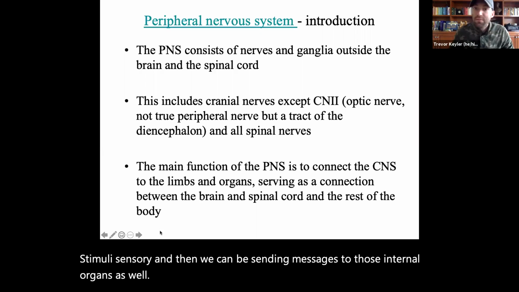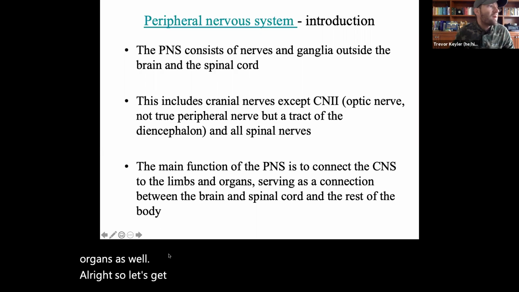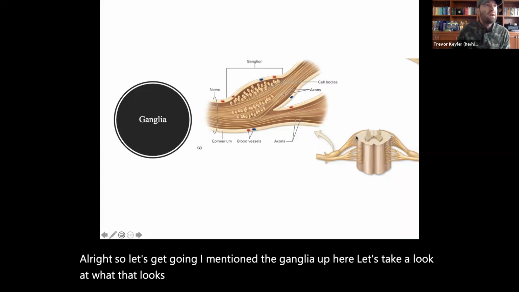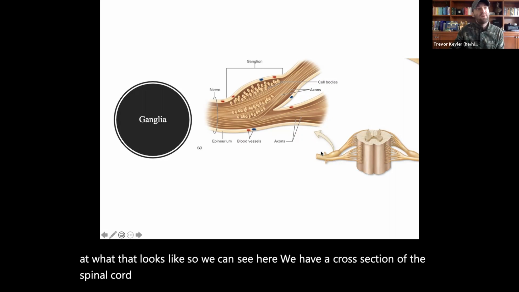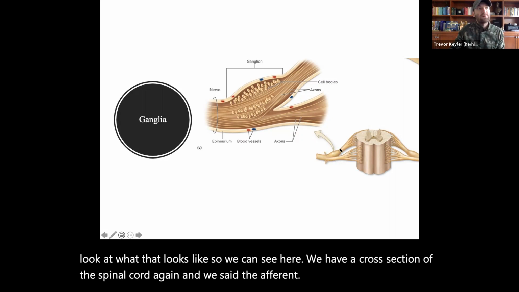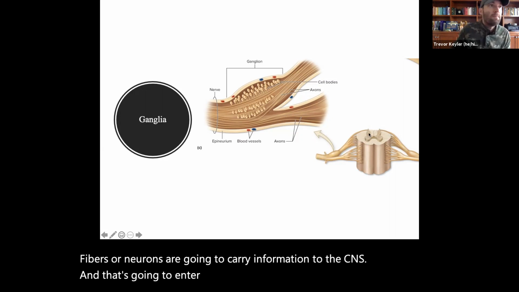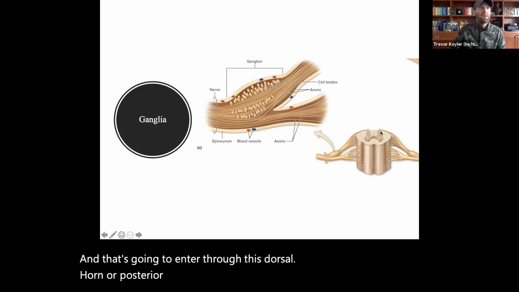All right, so let's get going. I mentioned the ganglia up here. Let's take a look at what that looks like. We can see here a cross section of the spinal cord again, and we said the afferent fibers or neurons are going to carry information to the CNS, okay? And that's going to enter through this dorsal horn or posterior horn of this gray matter here.